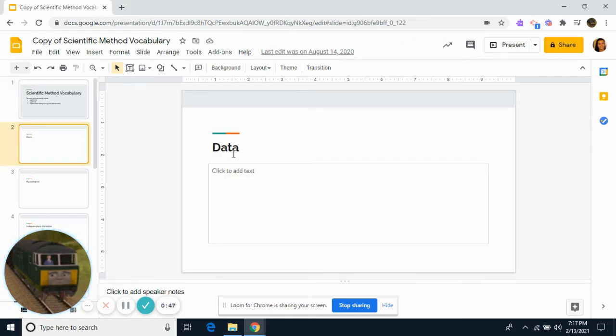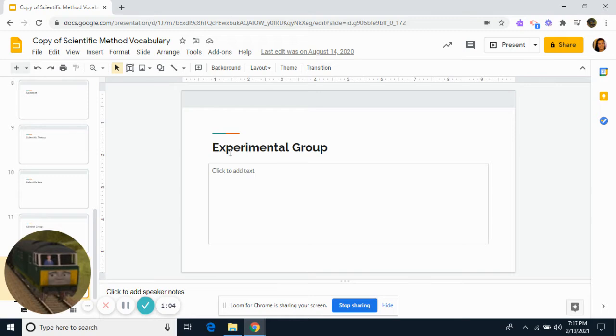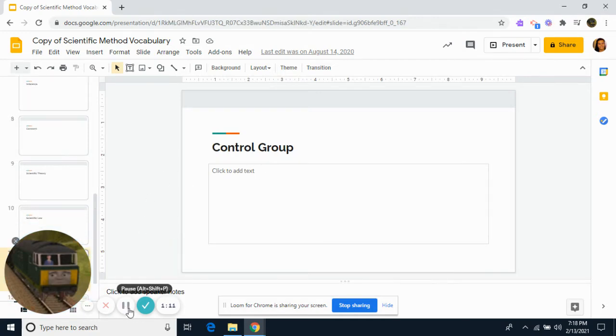All right, so: data, hypothesis, independent variable, dependent variable, observation, inference, constant, scientific theory, scientific law, control group, experimental group. Okay, so I put nothing in here. I didn't even finish it. I also did nothing on that second vocabulary either.